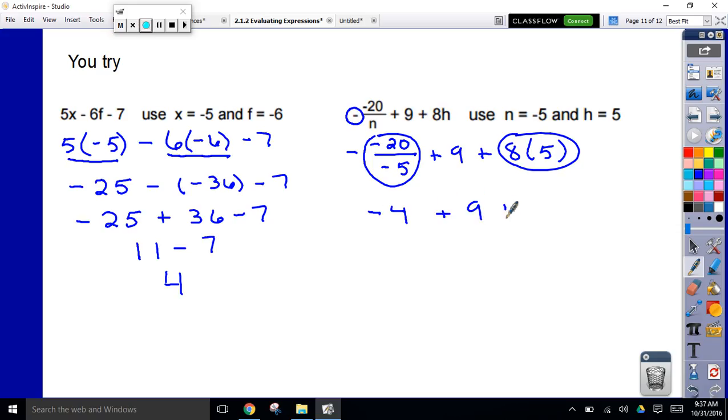Plus 9 plus 8 times 5 is 40. Negative 4 plus 9 is 5. Plus 40 does work out to be 45. And some people did have the right answer there. More commonly, people had, let's see, 53 because you didn't make that 4 negative.